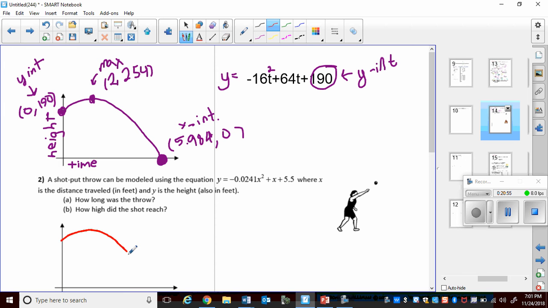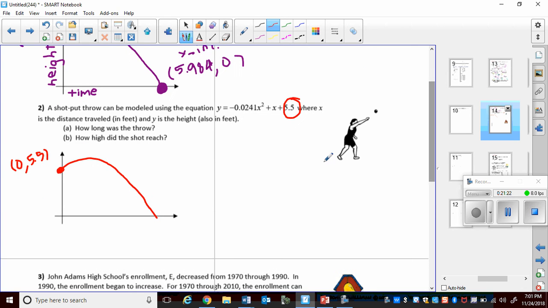So it goes up and then it goes down. Now, key information I need, that y-intercept, which I know, in standard form, the only number that matters is 5.5. So that's (0, 5.5). This is my y-intercept. Okay? Now, my x-intercept I'm going to get from Desmos. My maximum I'm going to get from Desmos.